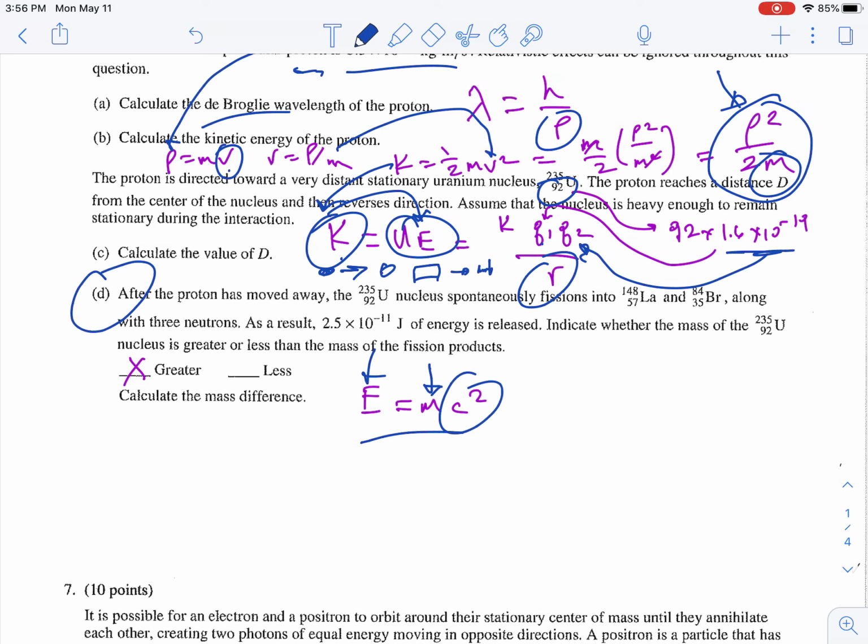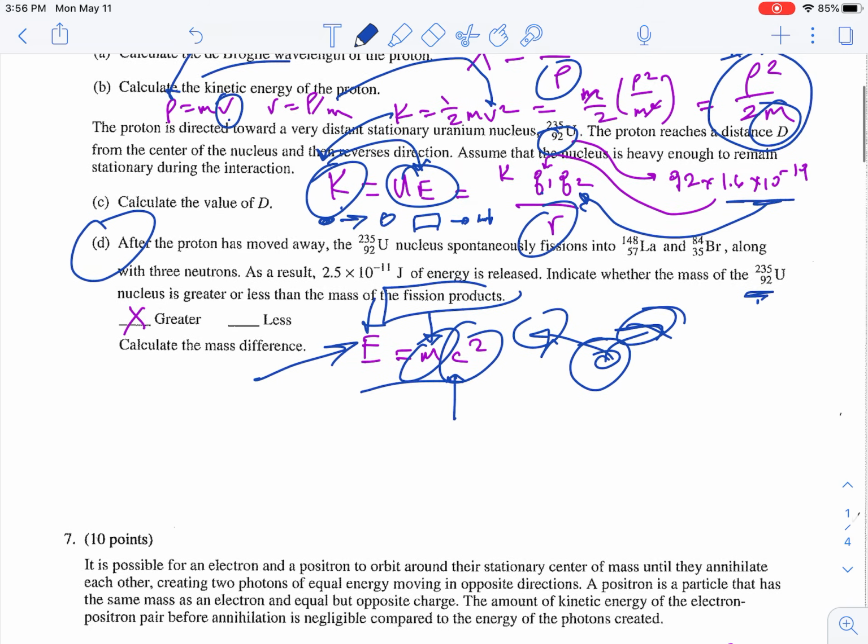So the reason that nuclear fission, which is the splitting of a nucleus, works is because of the fact that the masses that you end up with are a little bit less than what you started with. That's the whole key to this. So this mass here is greater than what you get out of the products. And that's that whole idea of binding energy. So to get the mass difference, you just use E equals mc squared. Hey, you know how much energy is released. You know the speed of light. Solve for the mass.